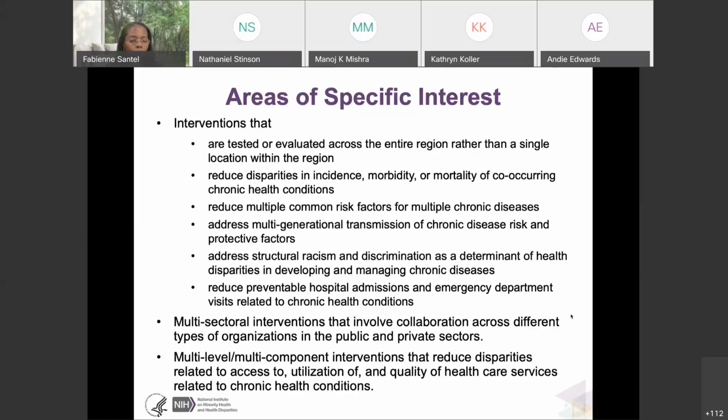Multi-sectoral interventions that involve collaboration across different types of organizations in the public and private sectors are of interest. And also multi-level and multi-component interventions that reduce disparities related to access to and quality of healthcare services for chronic health conditions. Next slide, please.